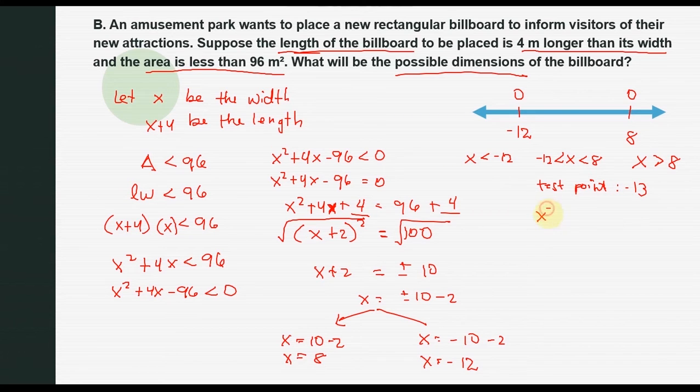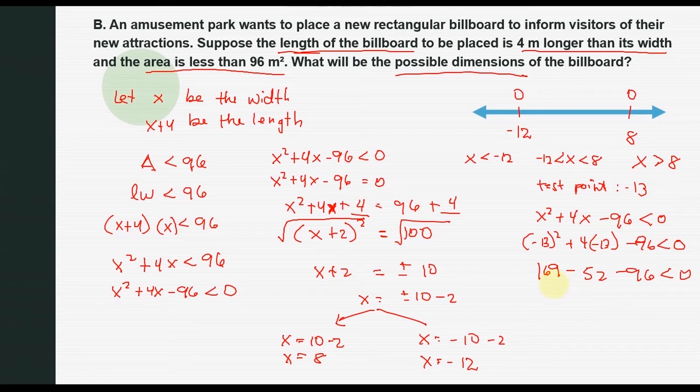Then copy our inequality, x squared plus 4x minus 96 is less than 0. Substituting negative 13: negative 13 squared plus 4 times negative 13 minus 96 is less than 0. This is going to be 169. Oh yeah, forgot the negative 13. This is negative 52 minus 96, less than 0. Combining the numbers, we have 21 is less than 0. Now the statement is, of course, false. Since this is false, we're not going to draw any line on our number line.